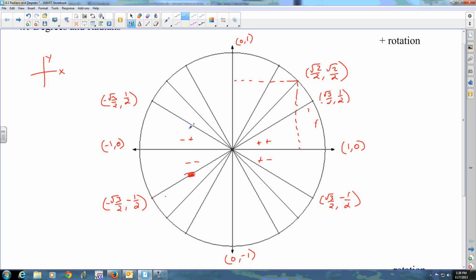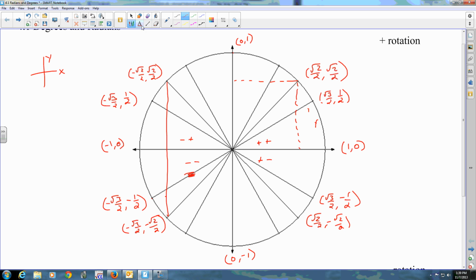Now push it across. Here, your x is negative and your y is positive. So at 135 degrees, it's negative square root of 2 over 2 and positive square root of 2 over 2. Push it straight down. Hey, that's not bad for a vertical line for me. Okay, they're both negative: negative square root of 2 over 2, negative square root of 2 over 2. Okay, and now push it across. The x value is positive and the y value is negative.